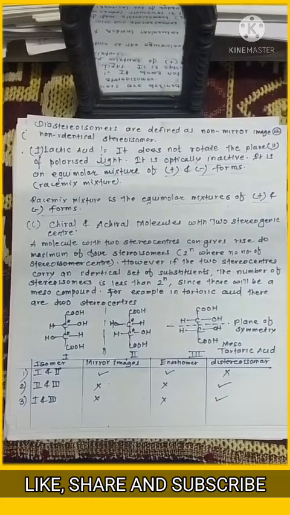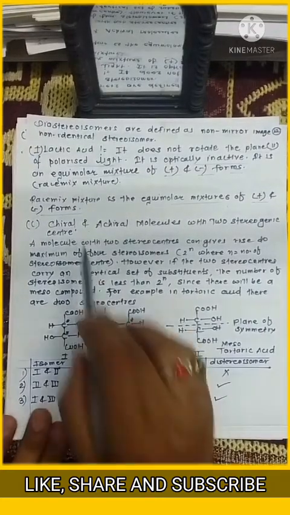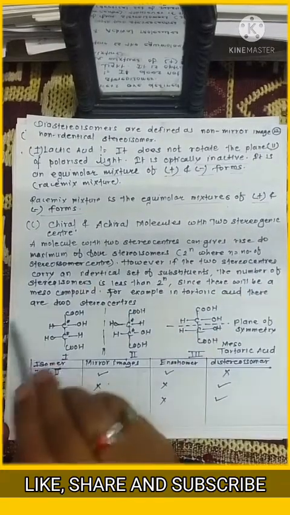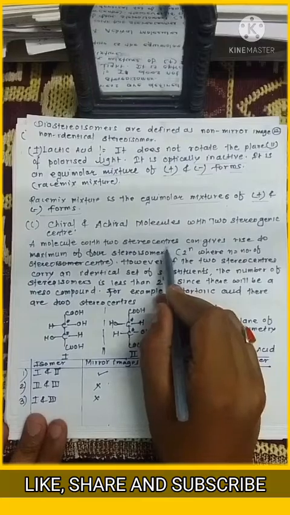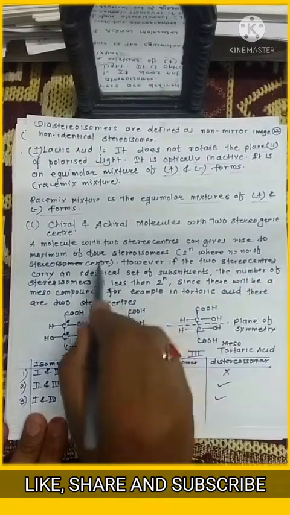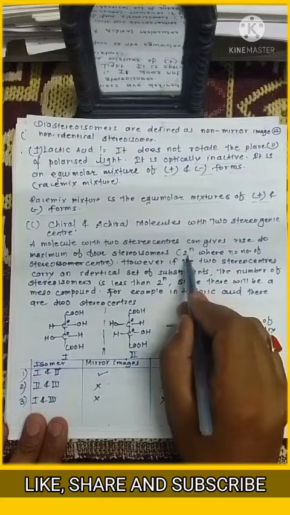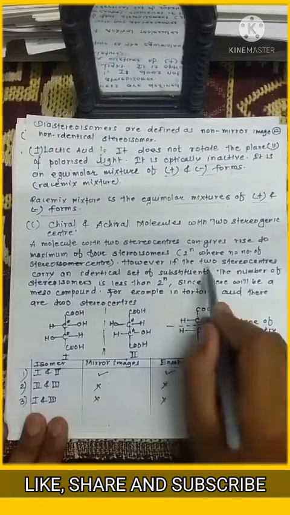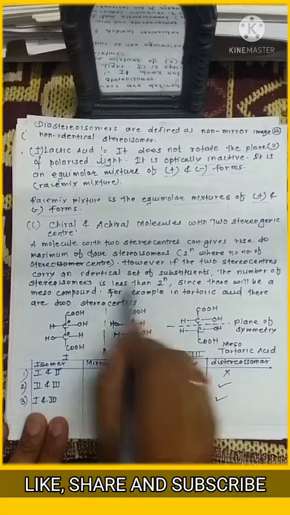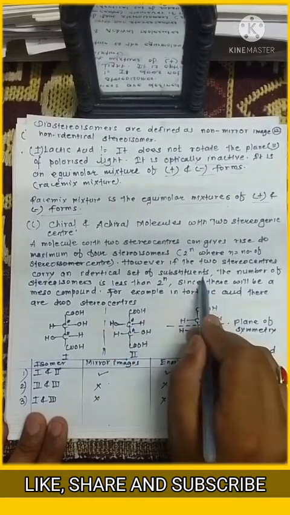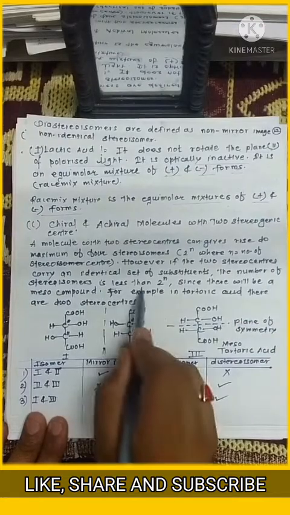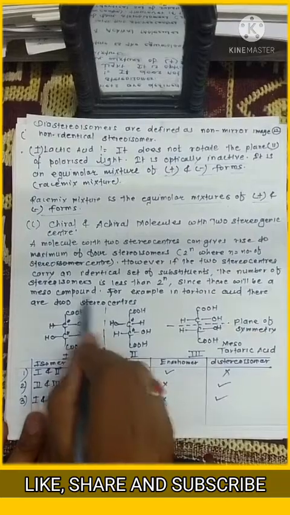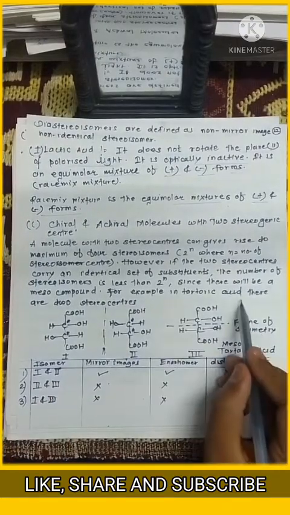Good morning class. Today we are going to discuss chiral and achiral molecules with two stereogenic centers. A molecule with two stereocenters can give rise to a maximum of 4 stereoisomers, that is 2 raised to the power n, where n is the number of stereocenters. However, if the two stereocenters carry an identical set of substituents, the number of stereoisomers is less than 2 raised to the power n, since there will be a meso compound, for example tartaric acid.